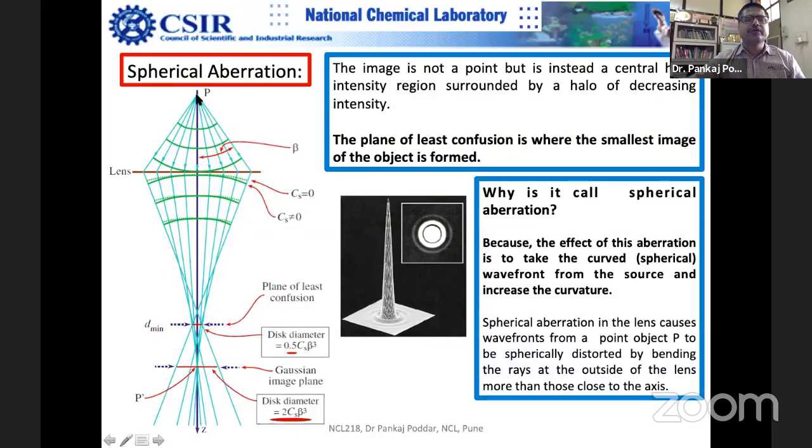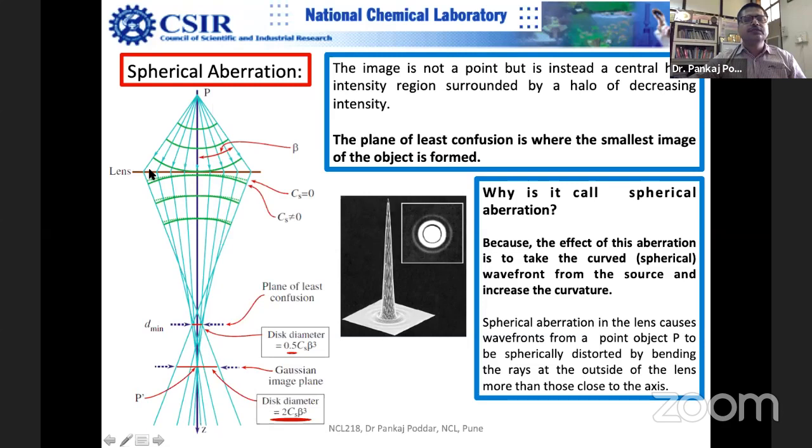Let's start from this point P. The point P is some point in your specimen, and you want to translate it to a point here somewhere. This is one point. There are millions of these kinds of arrays of points. You can call it a pixel or a point. When it goes through this lens system, aperture system, and a lot of lenses, finally it should be a point here. Why is it a disk?